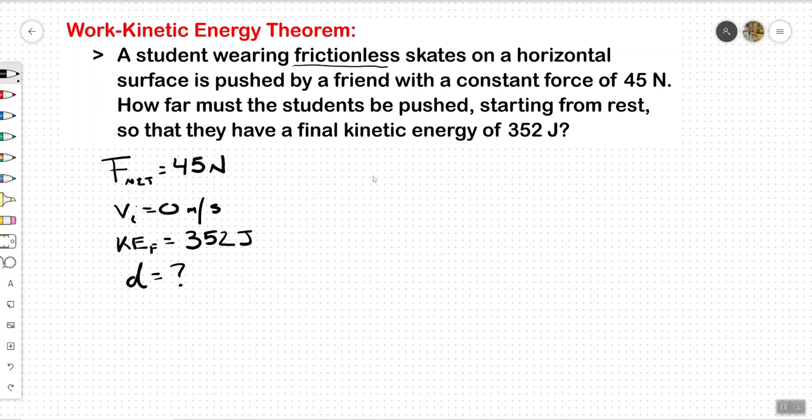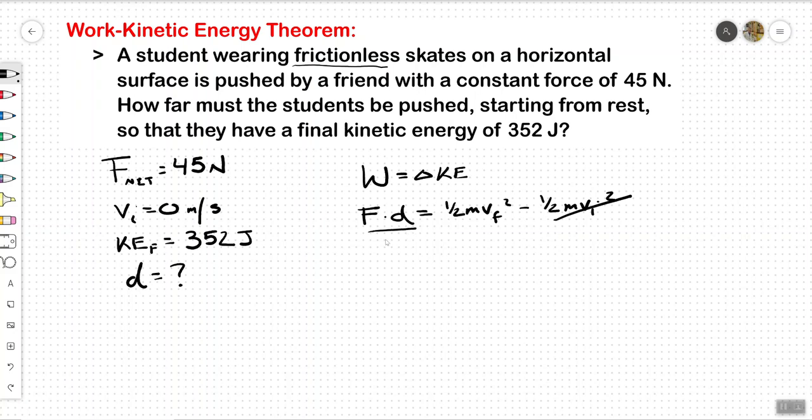So this is the work-kinetic energy theorem. I know that the net work done on an object is equal to its change in kinetic energy. Or I could write this out long form. I know work is equal to force times distance, and I'm looking for distance, so that's good. Change in kinetic energy is 1/2 mass times velocity final squared minus 1/2 mass times velocity initial squared. Velocity initial is 0 because it starts at rest, so this whole part of my equation goes away.